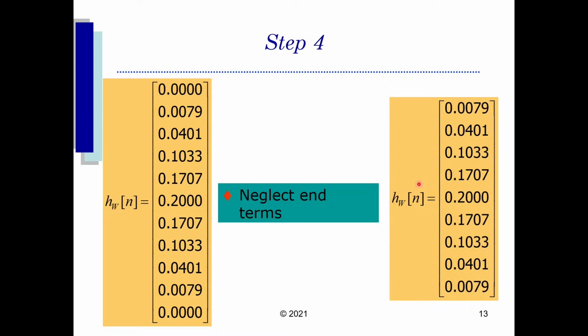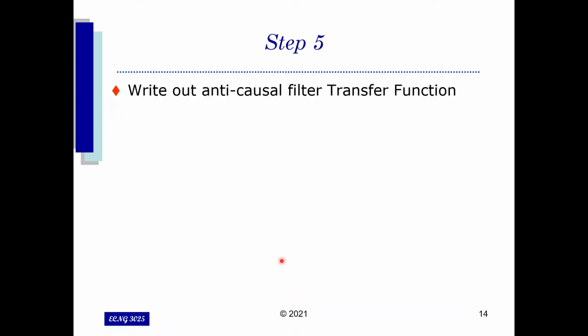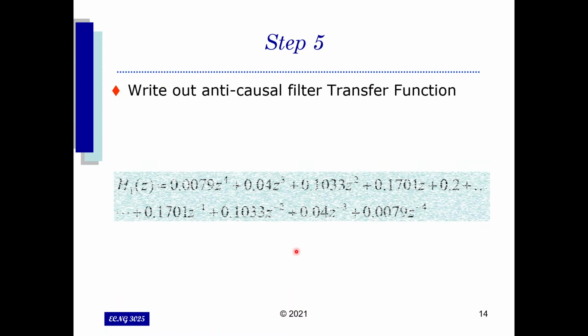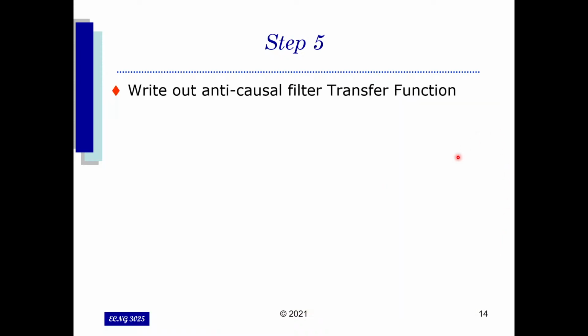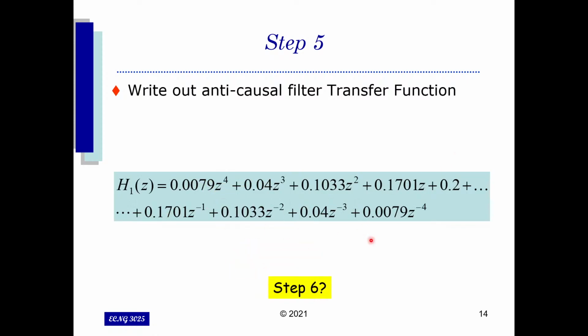Now that we have our hw of n vector here, we need to break this into a z transfer function. Now remember, because the indices here go from -4 to +4 because we truncated the -5 and +5 here, this is going to be an anti-causal sequence. So we make sure that for each one of those values in that hw of n vector, we match it accordingly with the indices. So this will be z to the 4 here, this here will be z to the -4, this will be z to the 3, z to the -3, and so forth when we write out our anti-causal transfer function.